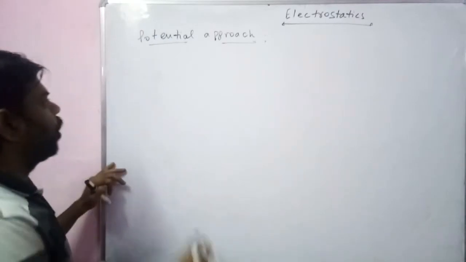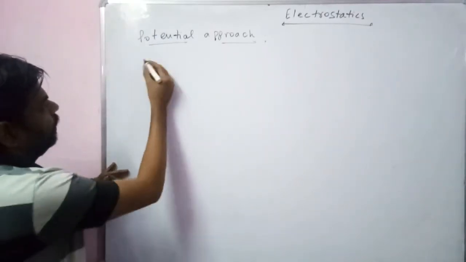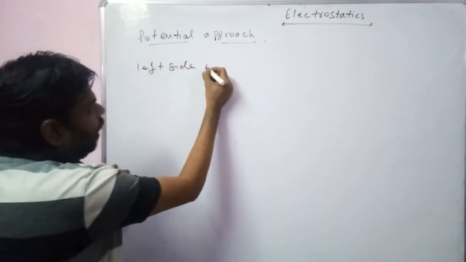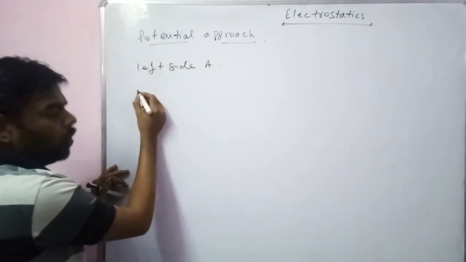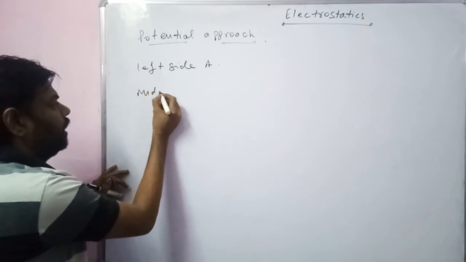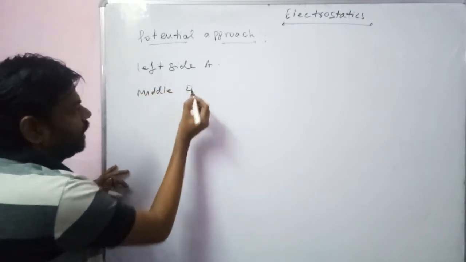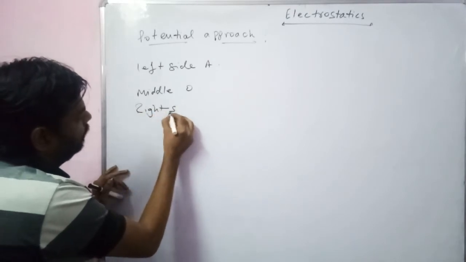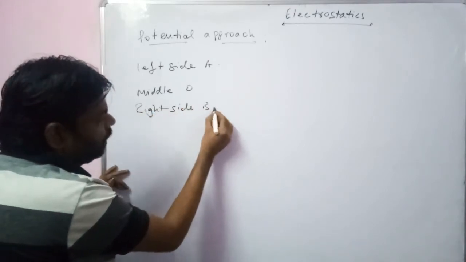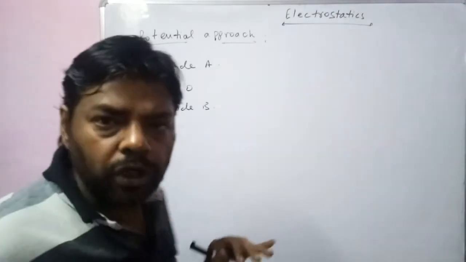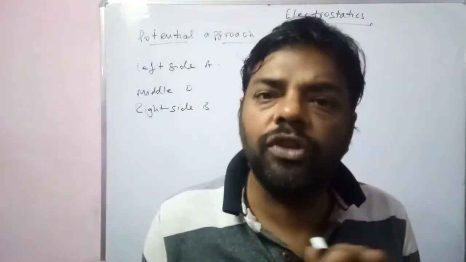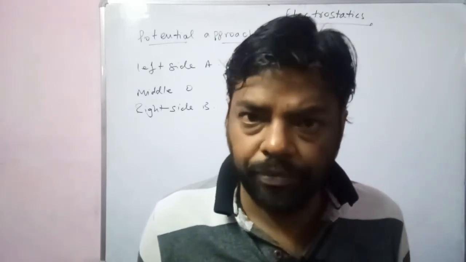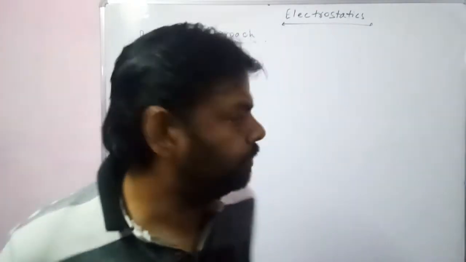Now, what is important? On the left side, we are having the terminal A, and in the middle, we are having the terminal, say O. And on the right side, we are having the terminal B. And what do you have to do? We have to calculate the equivalent capacitance between the points A and B. Now, from the figure, take a look.